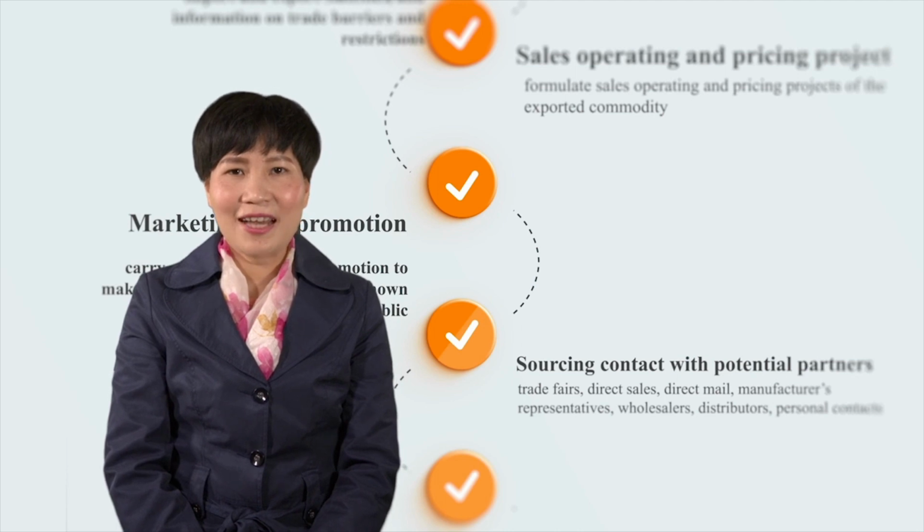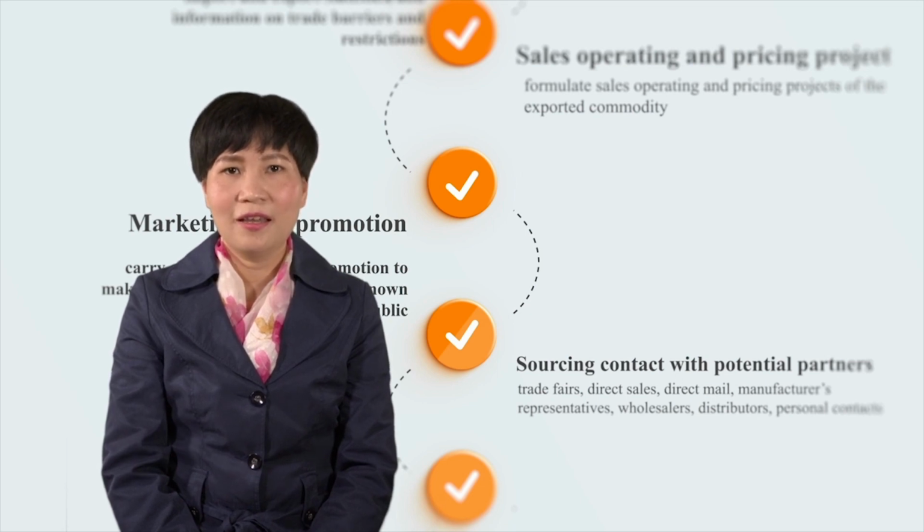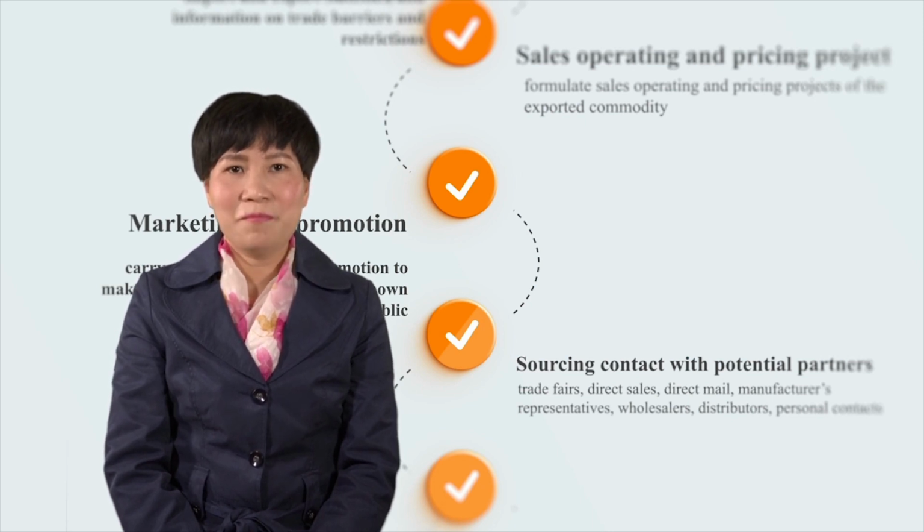There are various channels through which one can make contacts with potential foreign partners, like trade fairs, direct sales, direct mail, manufacturers' representatives, wholesalers, distributors, personal contacts, etc. In order to ensure your rights and benefits, you need to study the credibility of the partners, trying to get their credit reference from local banks, and know about their business range and annual sales volume, their major customers, and financial conditions.